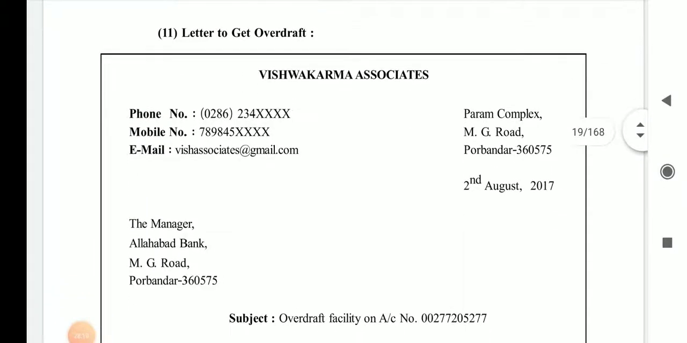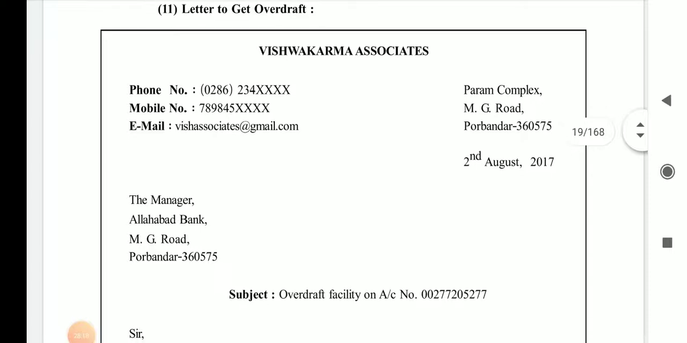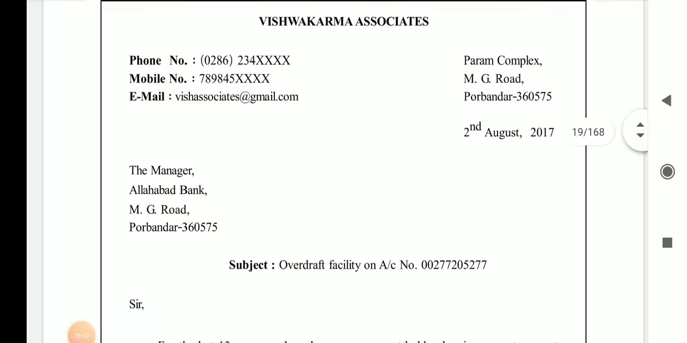Now the letter for the facility to get the overdraft. While writing this type of letter, that means getting an overdraft facility, at that time you have to write as the letter writer's name any institute or firm's name instead of a person's name.